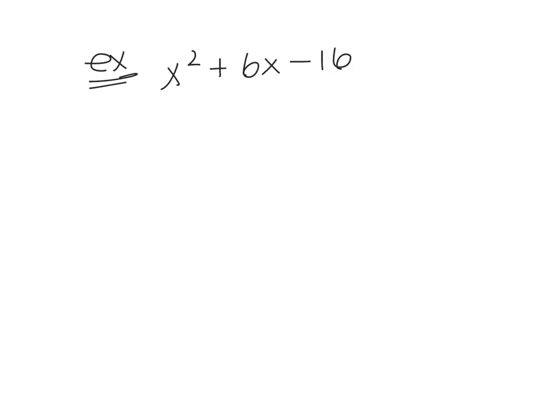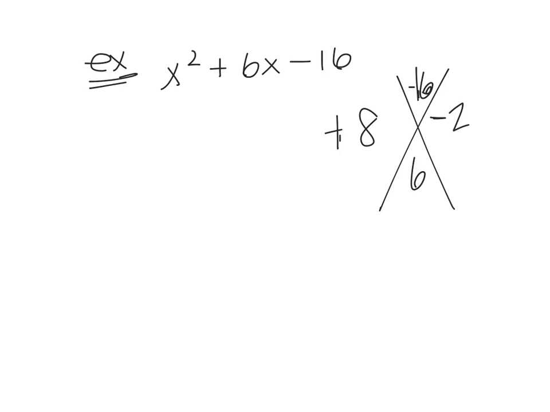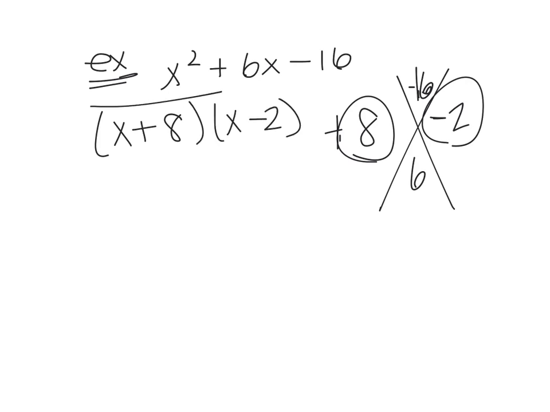X squared plus 6x minus 16. So first thing I always want to ask myself is if there's a GCF. There's not. So the next thing I'm going to do is my X method. Negative 16 goes on the top, and 6 goes on the bottom. So I need factors of negative 16. Well, 8 and 2 makes 16. So if I do negative 8 and 2, that's going to add up to be negative 6. So 8 and negative 2, that's going to make positive 6. So I'm done. So x plus 8 and x minus 2.